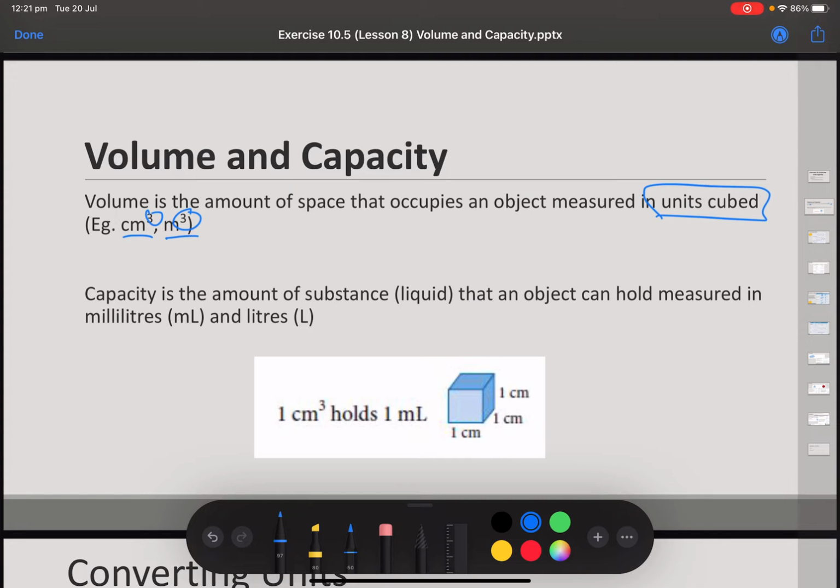Capacity is basically looking at volume, but in terms of a liquid. Capacity is the amount of substance that an object can hold, measured in mils and liters. The conversion we're going to be looking at is 1 centimeter cubed holds 1 mil of liquid. So if we had a cube that is 1 centimeter by 1 centimeter by 1 centimeter, the volume would be 1 times 1 times 1, which is 1 centimeter cubed, which is the equivalent of 1 mil. And we're going to look at what those conversions are.